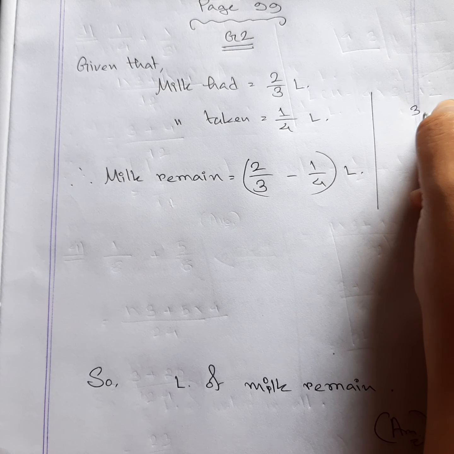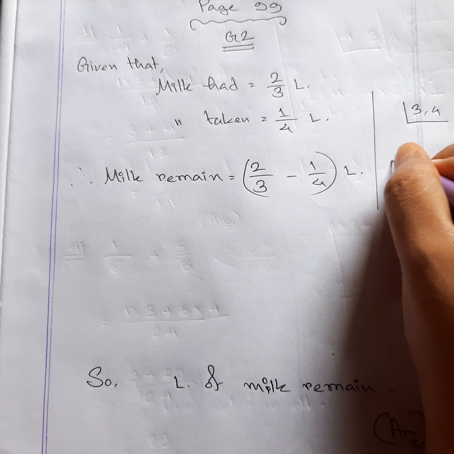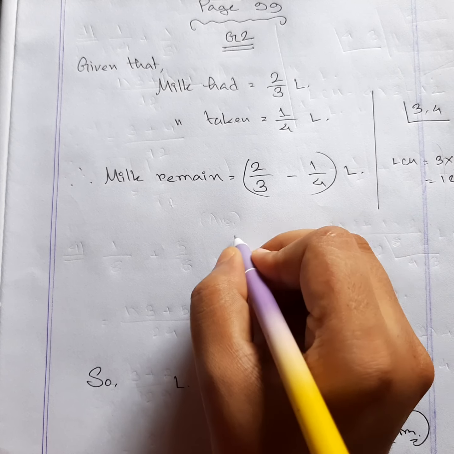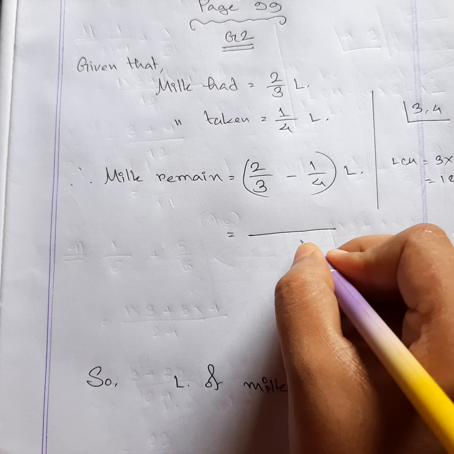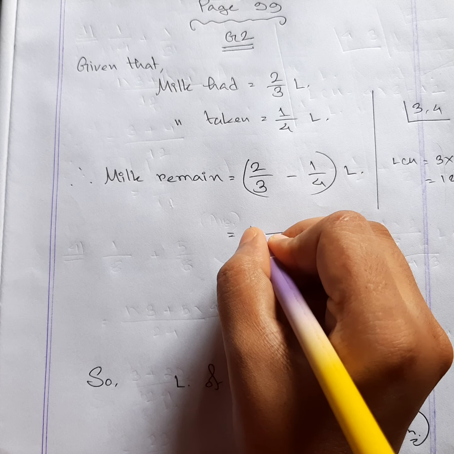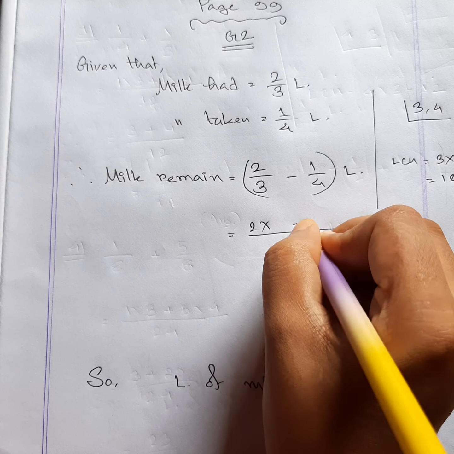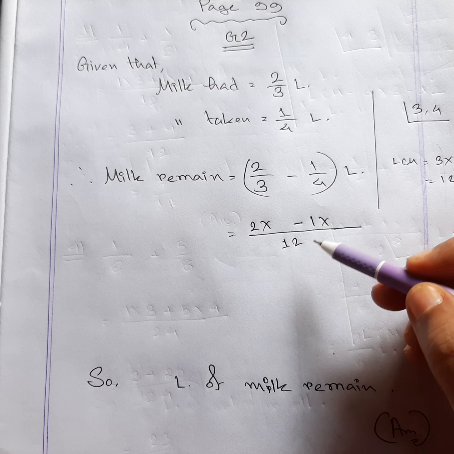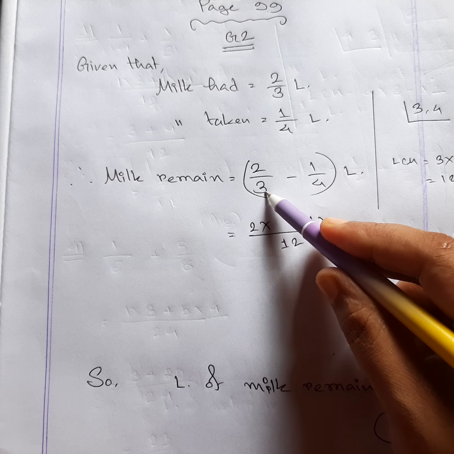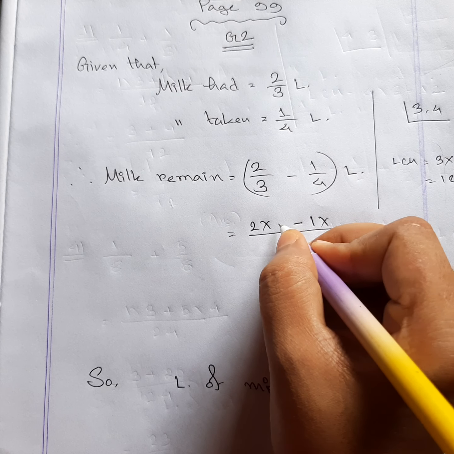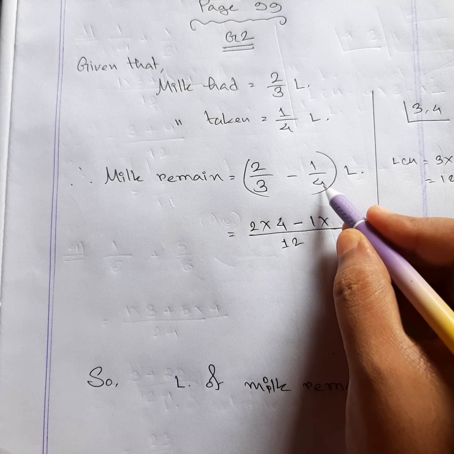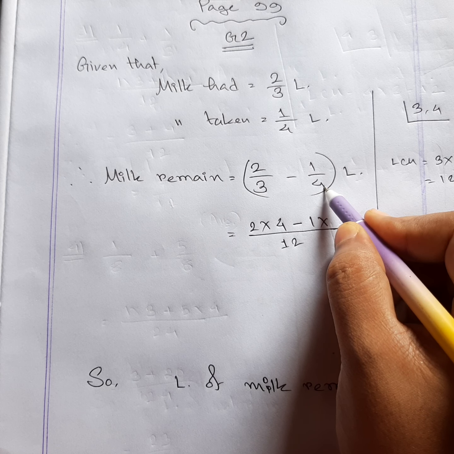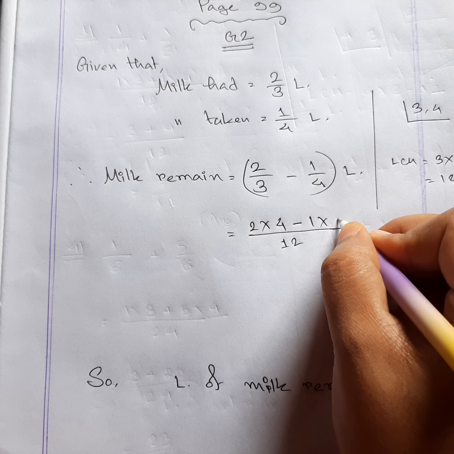Again, for 3 and 4 we cannot divide, so LCM equals 3 into 4, 12. Just writing down the line 12 over here, and the first numerator 2 multiplication sign gap minus 1 multiplication sign gap. Now what we are going to do, dividing our LCM with the first denominator, which is 3, and the answer will be 4, which we multiply with the first numerator. And again dividing the LCM with the second denominator, which is 4, and the answer 3 will get multiplied with the second numerator.